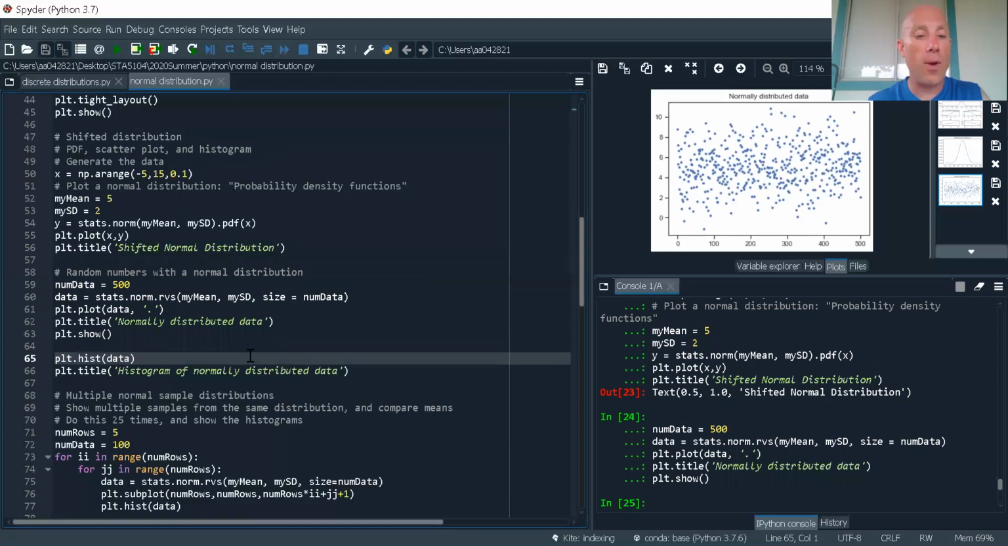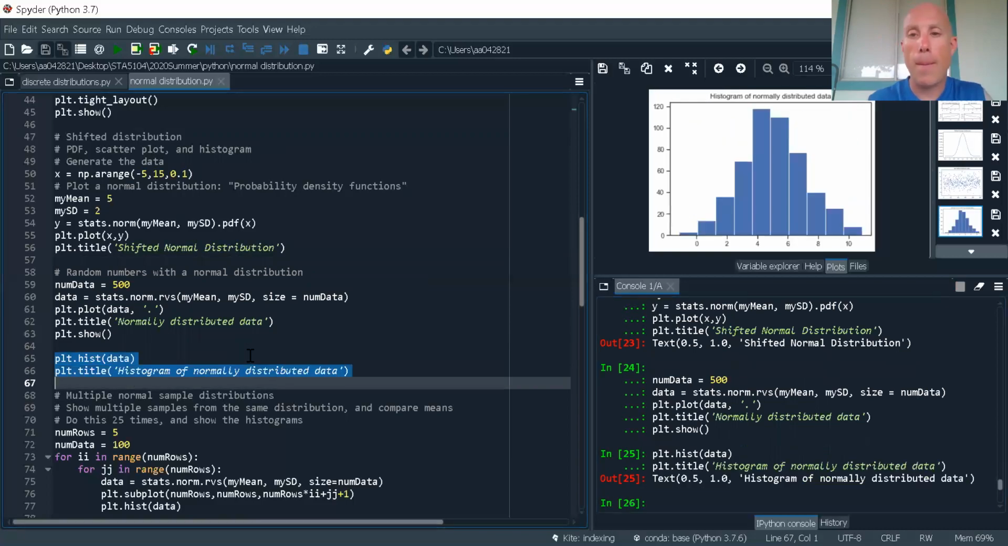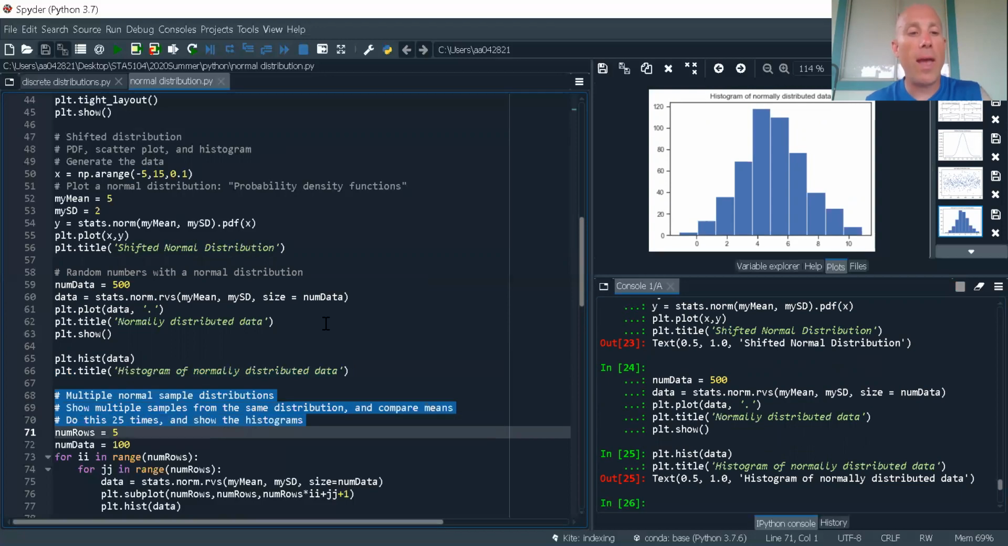All right, now let's do the histogram. And that looks like a bell curve, which it should, because we generated it to look like a bell curve. Let's take a look at multiple normal sample distributions.